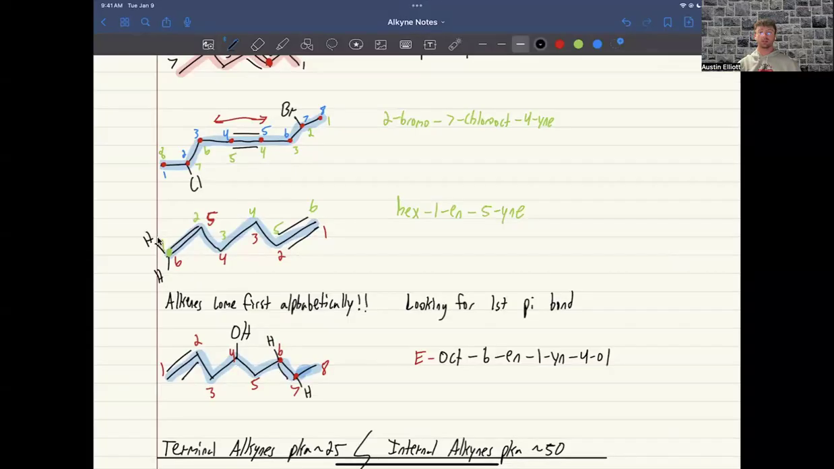obviously alphabetical order, it's higher. So that's why that one's chosen. But you always need to look and see where the first pi bond actually starts. And that just means a double bond or a triple bond when referring to pi bonds.